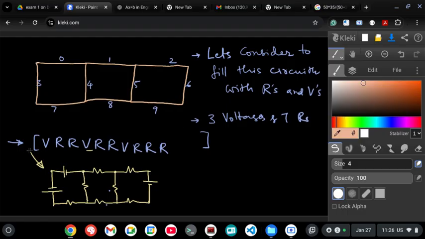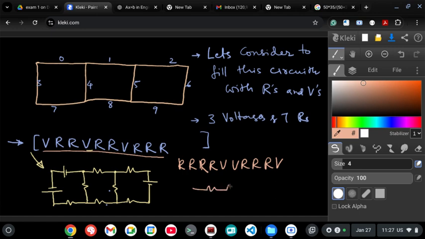If I shuffle this list, then maybe some other random shuffle. So let's say R, R, one more R, V, V, R, R. One, 2, 3, 4, 5, 6, 7, 8, 9. So last one has to be V. So then how does this look? Position 0 is resistance, resistance, resistance. This is also resistance. This one is voltage, and this is another voltage, and this is resistance, and this is a voltage, and so on. So you got the idea, right?